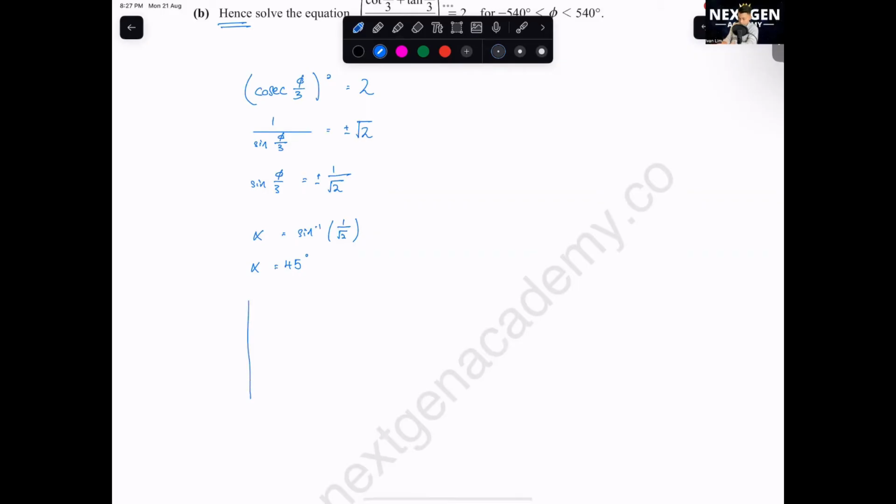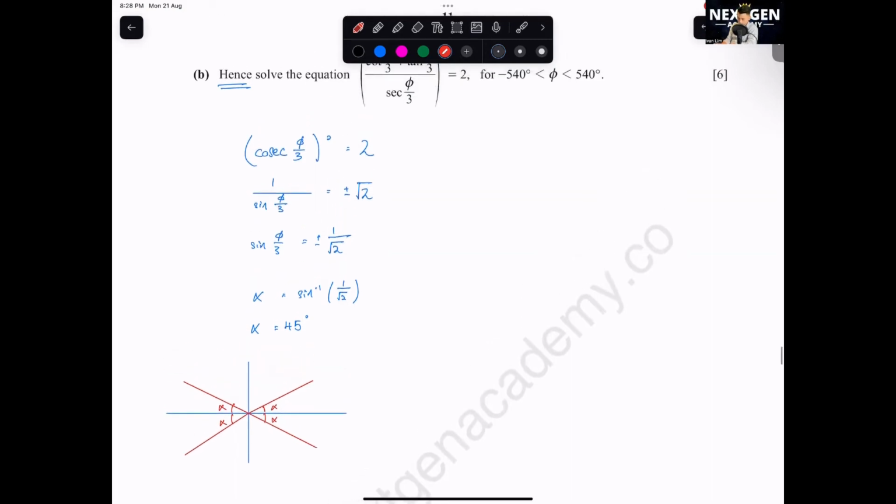Now if I were to draw the 4 quadrants, there are 2 things I need to consider. First, the quadrants, all 4 quadrants. The next thing we need to consider is the angle. You see the angle that was given to us is negative 540 degrees to 540 degrees.